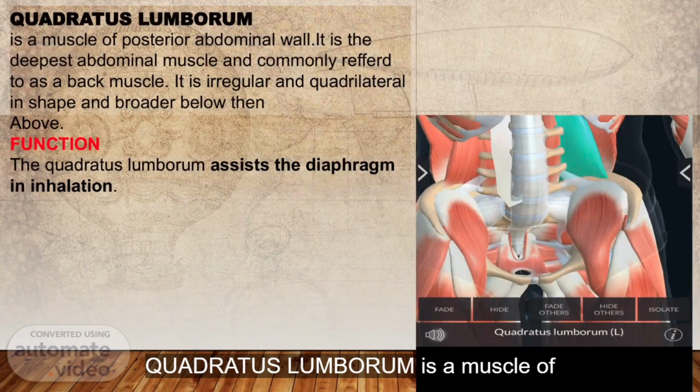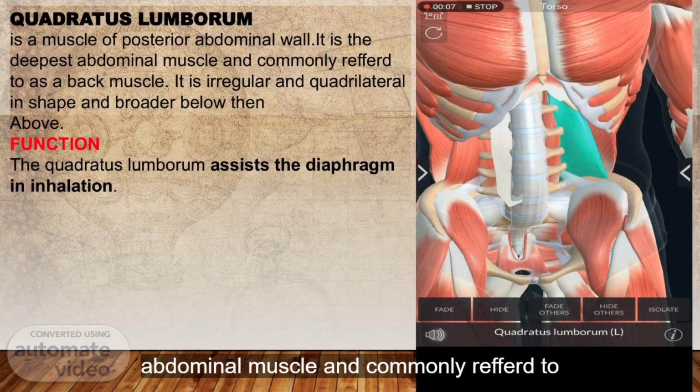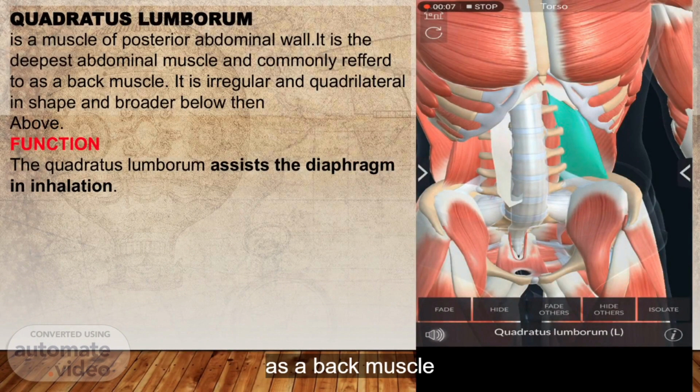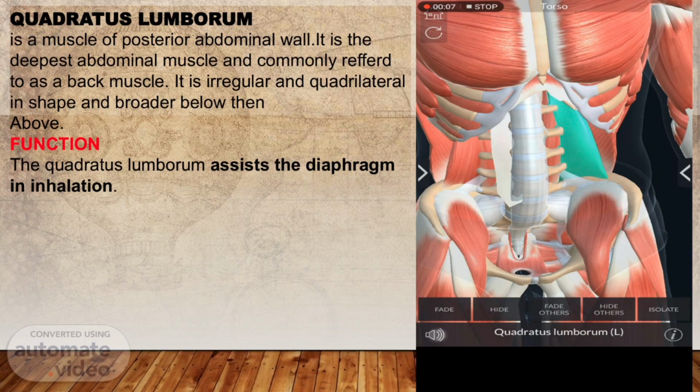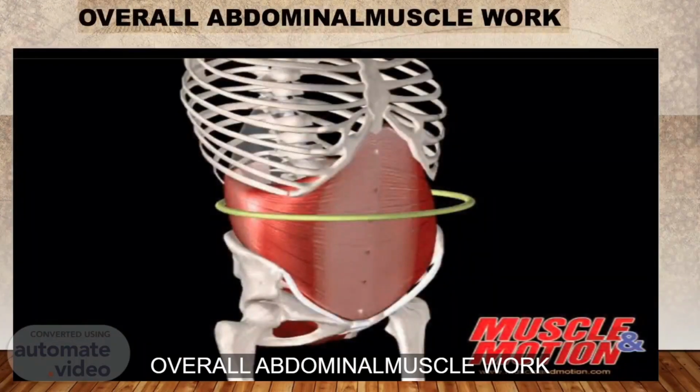Quadratus lumborum is a muscle of the posterior abdominal wall. It is the deepest abdominal muscle and commonly referred to as a back muscle. It is irregular and quadrilateral in shape and broader below than above. Function. The quadratus lumborum assists the diaphragm in inhalation. Overall, abdominal muscles work.